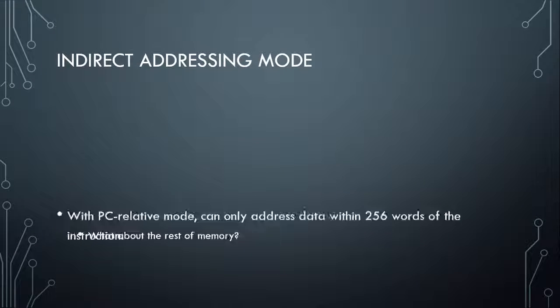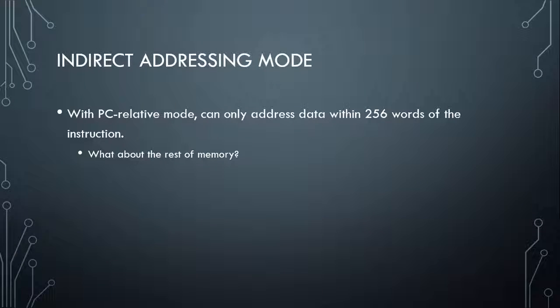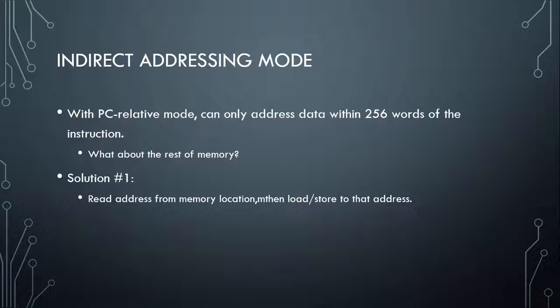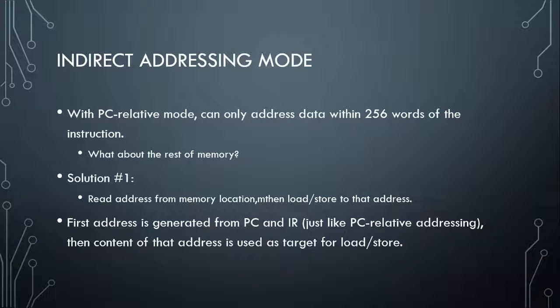Now, indirect addressing mode. With PC relative mode, you may have noticed you can only address data within 256 words of the instruction. But what about the rest of the memory that's out there? So, solution number 1 is to read the address from a memory location, should say then load, that's a typo there, and store to the address. The first address is generated from PC and IR, just like PC relative addressing. Then the content of the address is used as a target for load or store.